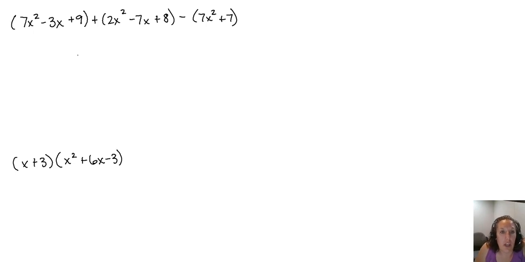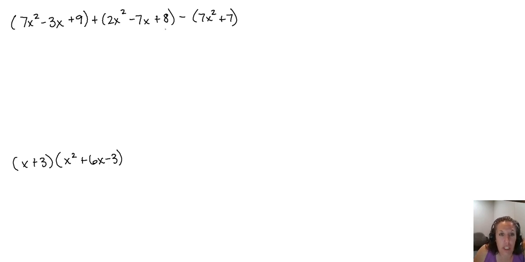In this video, we're going to take a look at a couple of examples of working with polynomials. So we're going to look at some adding and subtracting and multiplying with polynomials. All right, so our first example, we have the quantity 7x squared minus 3x plus 9 plus the quantity 2x squared minus 7x plus 8 minus the quantity 7x squared plus 7.